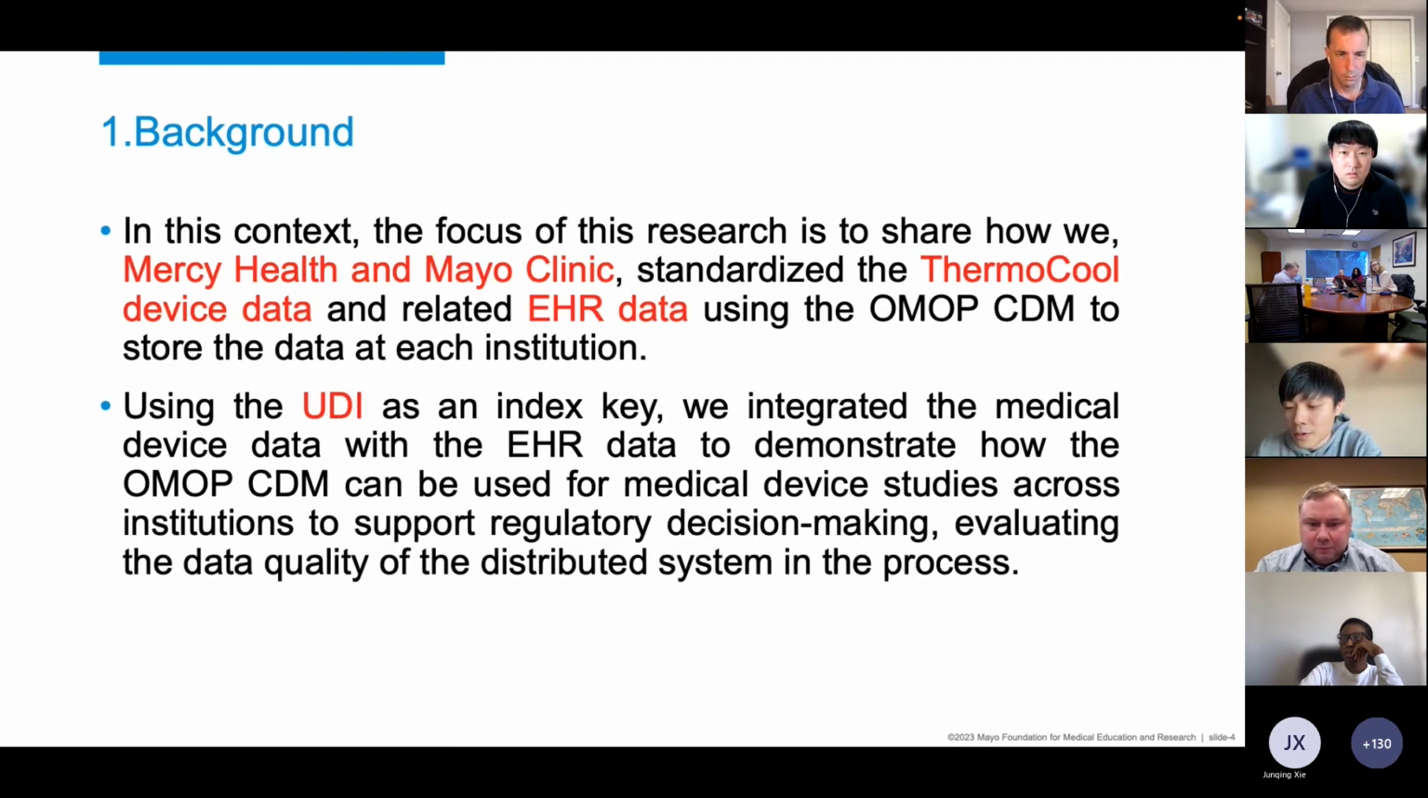In this context, the focus of this study is to share how we, two healthcare institutions, Mercy Health and Mayo Clinic, standardize the thermal device data and related EHR data using the OMOP CDM to store data at each institution. Using the UDI as an index key, we integrated the medical device data with the EHR data to demonstrate how the OMOP CDM can be used for medical device studies across institutions to support regulatory decision-making, evaluating the data quality of the distributed system in the process.